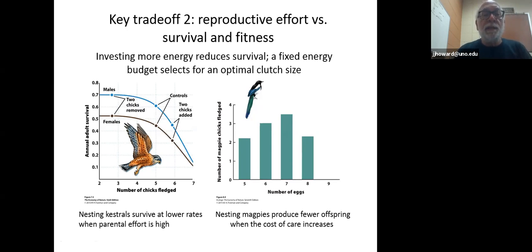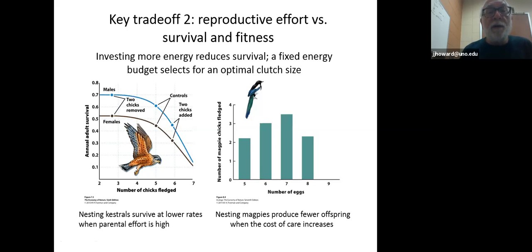Now, what happens if we take 2 eggs out of that nest so that the males and females are not trying to rear 5 chicks, they're only trying to rear 3? Well, in that case, the effort that they have to put out to feed those chicks is much smaller. And so look, females survive at a higher rate, over 50% compared to 45%, because there's less stress on them. Males also survive at a higher rate, about 70% versus a little over 60%. And so the energy that they would have put into rearing extra offspring, they can now use to ensure their survival to the following year.